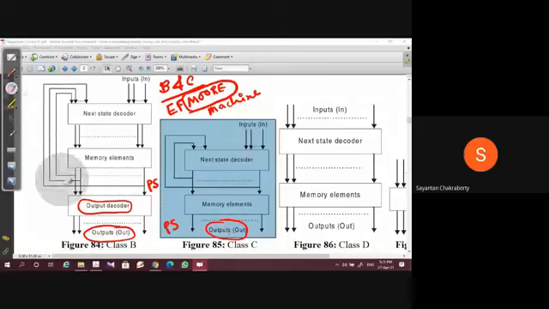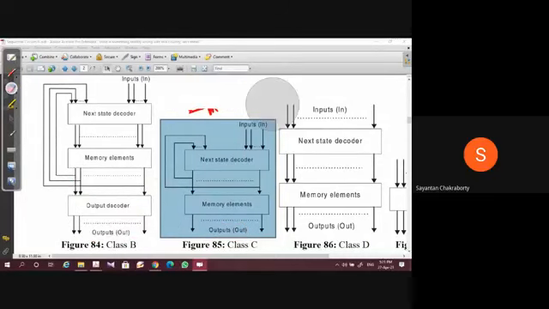There's a slight mistake in this printing. Let me correct it. This signal will not come from this path, because this signal is your next state, and the next state decoder generates the next state based on the input and the present state. So this is to be corrected, and this will not be there.